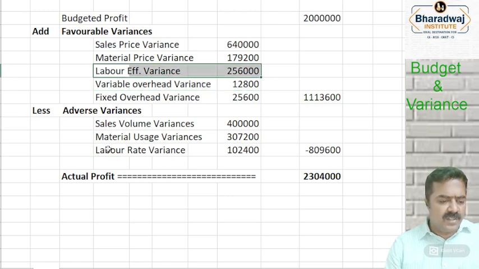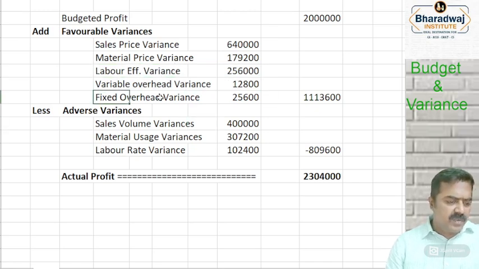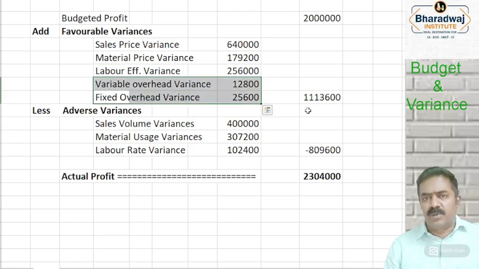Labor efficiency versus labor rate. Okay, here, sorry. Labor efficiency is more than what? Labor rate. So no problem here. You paid more rate, so they are more efficient, no problem. Suppose if it is otherwise, the management will ask question. Variable overheads and fixed overheads we used effectively, it is positive, no problem.